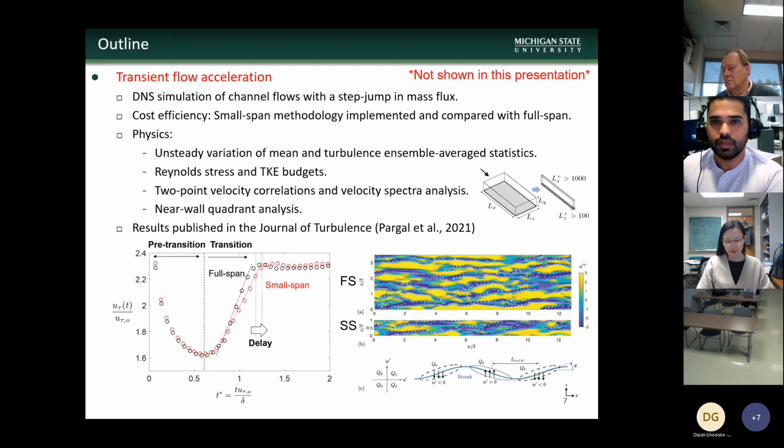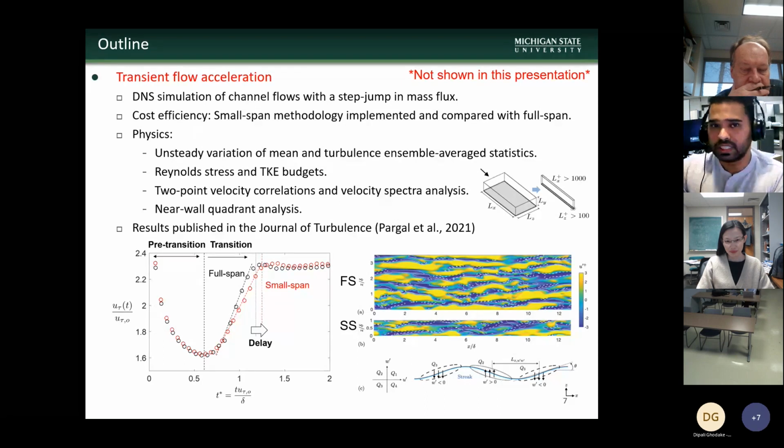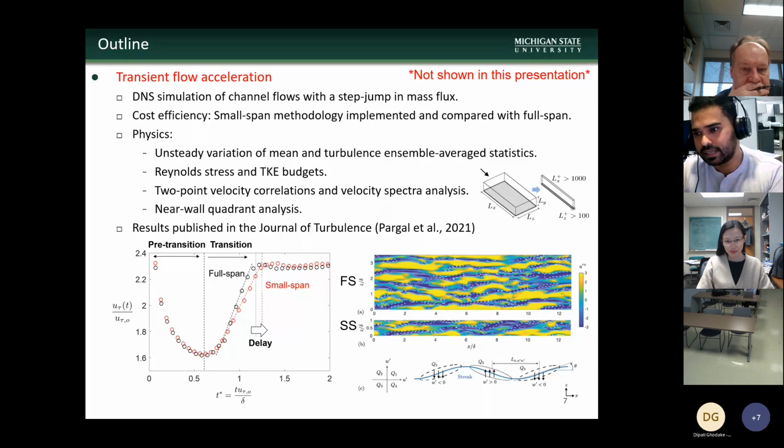So let's start with the outline. The first chapter of my thesis was focused on transient flow acceleration. That is how the turbulence responds to the step jump in mass flux, that is, how the near wall cycle, that is low speed streaks or quasi-streamwise vortical structures, are affected by the step jump in mass flux and how they respond. And to do that in a cost efficient way, that is using this small span methodology, which was previously mostly used for equilibrium flows. So how they can be implemented for these non-equilibrium flow accelerations.